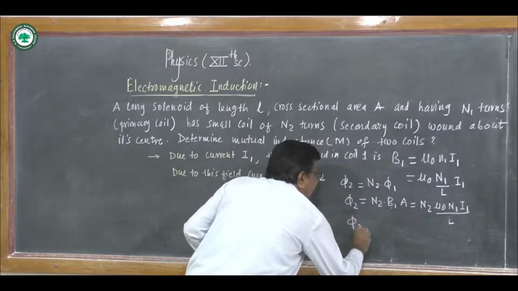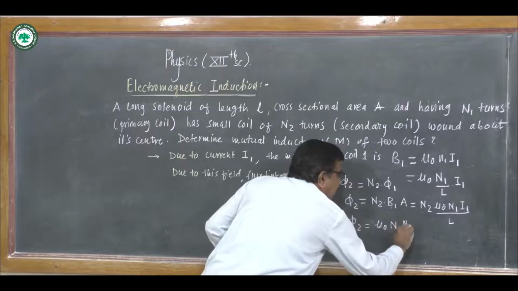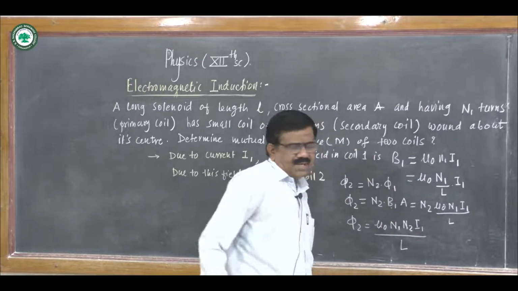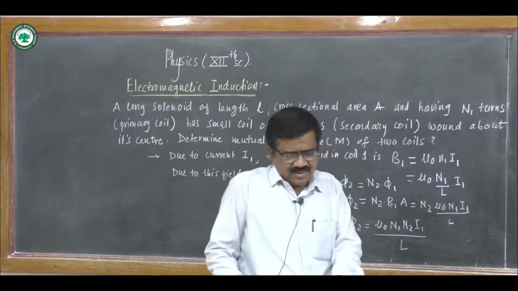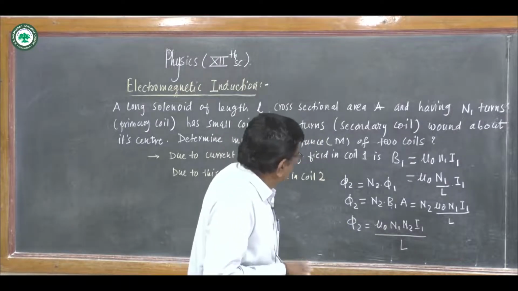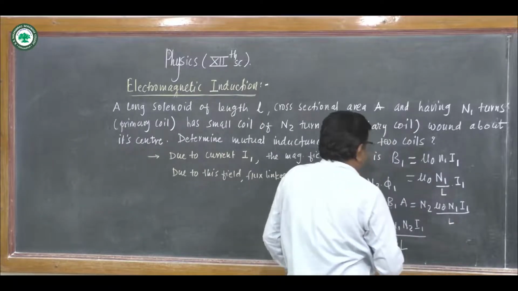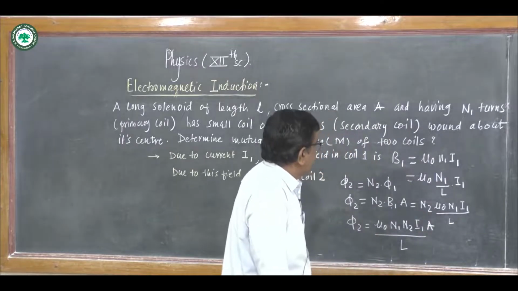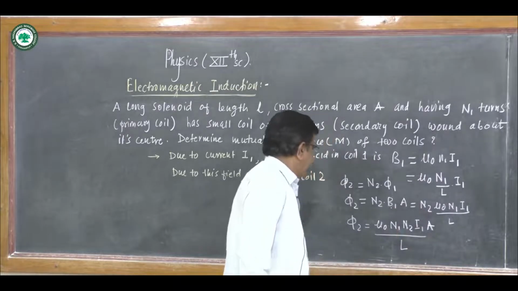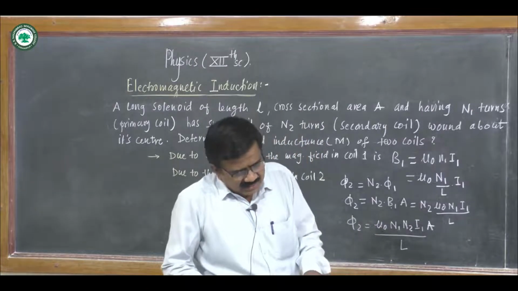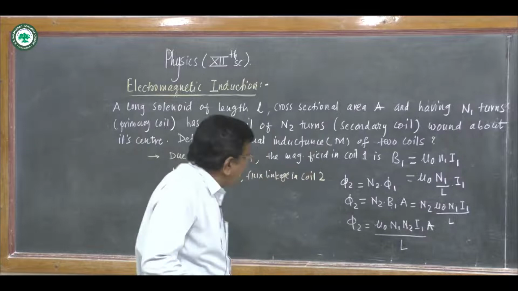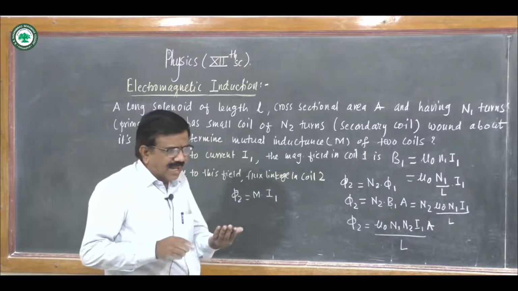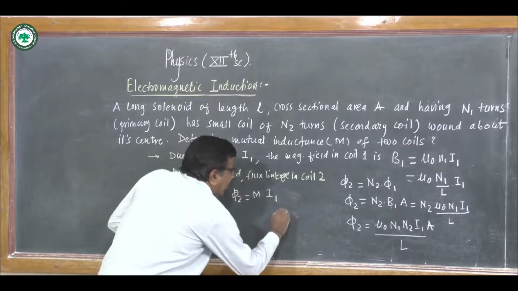So phi 2 is mu 0 N1 N2 I1 upon L into A, that is, mu 0 N1 N2 I1 A upon L. But phi 2 is M into I1, and therefore M is phi 2 upon I1.